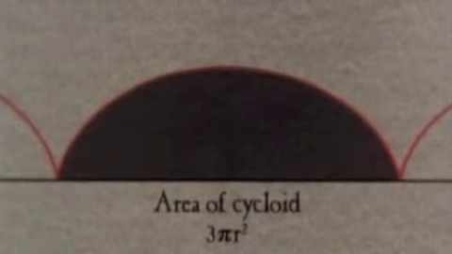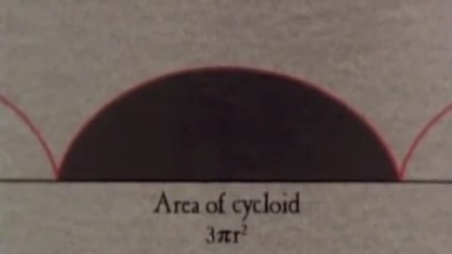Roberval had many ingenious methods like this for solving problems on areas of curves and for finding tangents, but alas, he kept them secret.